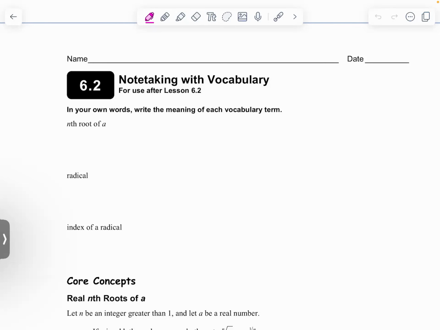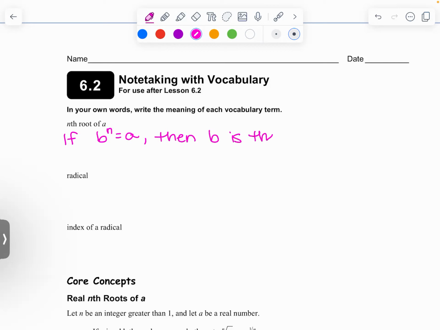Okay, this is what I want you to write down. If b to the n equals a, then b is the nth root of a.